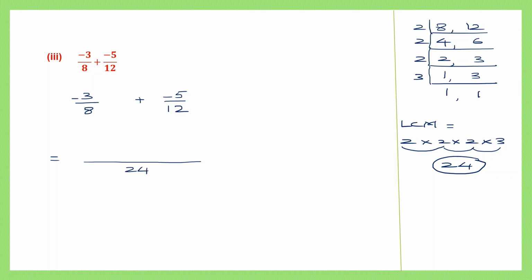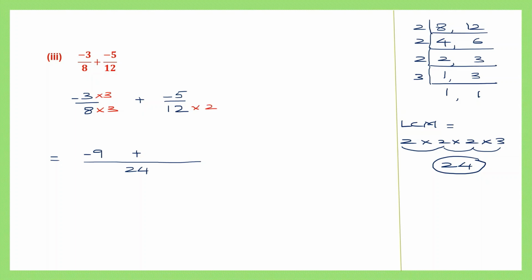So LCM is 24. The first rational number, denominator is 8. 8 into 3 is 24. So multiply minus 3 also into 3. Minus 3 into 3 is minus 9 plus, go to the second rational number, denominator is 12.